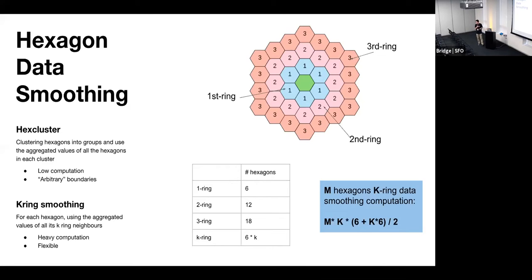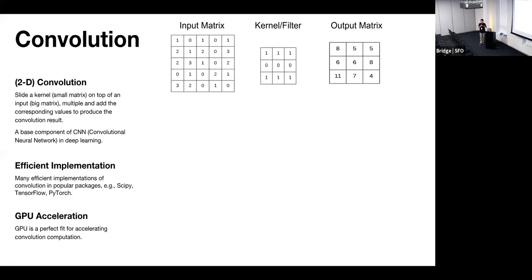So in the rest of the talk, I'll focus a little more on how we can have an efficient way to do the k-ring smoothing. So I'm going to introduce the Hexagon Convolution approach. Before I talk about the Hexagon Convolution, let me first bring up the idea again for the general convolution concept. I'm sure most of you are familiar with convolution because convolution is a foundational component of the convolutional neural network. It's so popular now.